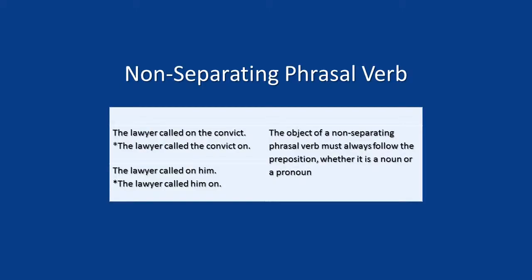Now, let's look at call on. This is a non-separating verb. The object can only go after the preposition. The lawyer called on the convict. The lawyer called on him. You can think of this as a regular verb with a regular preposition.